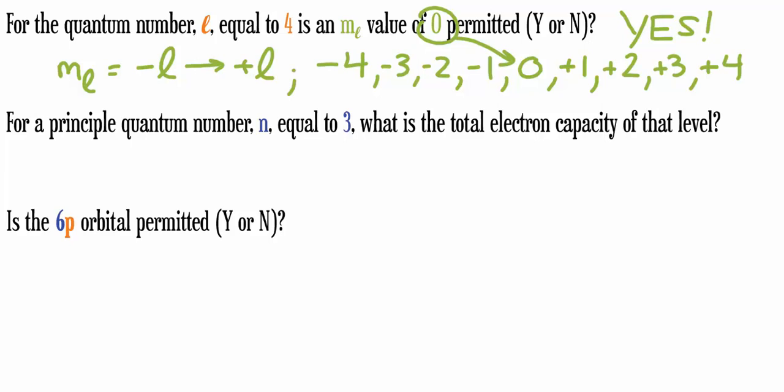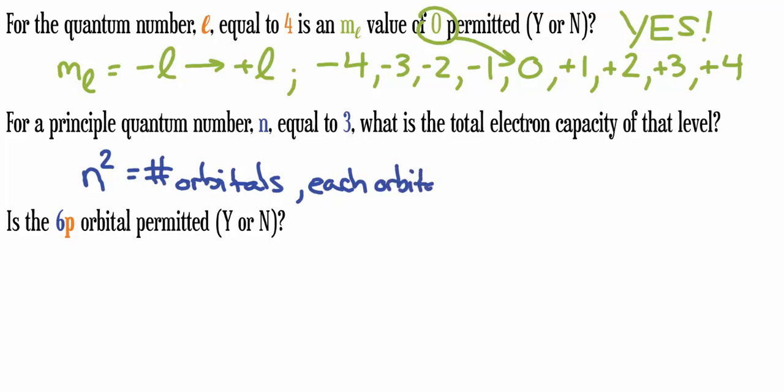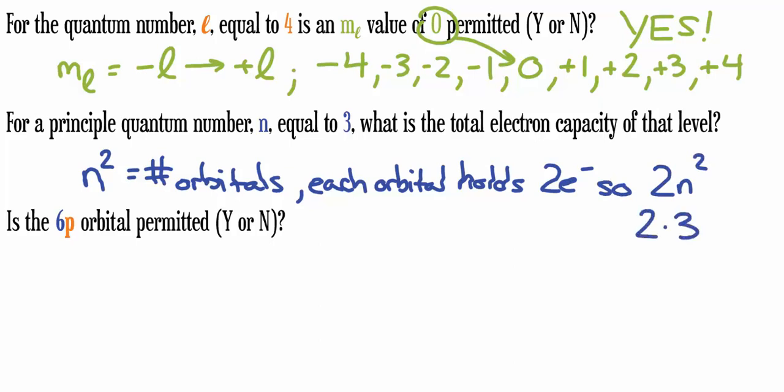For a principal quantum number n equal to 3, what is the total electron capacity of that level? Well, to figure out how many orbitals are allowed, we would do energy level, or n, squared. Since each orbital is allowed to hold 2 electrons, we'll simply double it. So 2n squared. Since the n here is 3, we'll do 2n squared, or 2 times 9, for a total of 18.